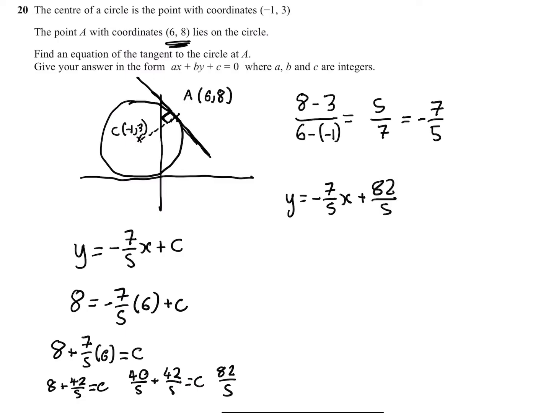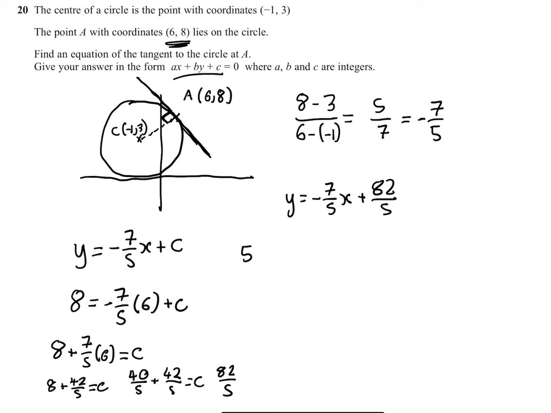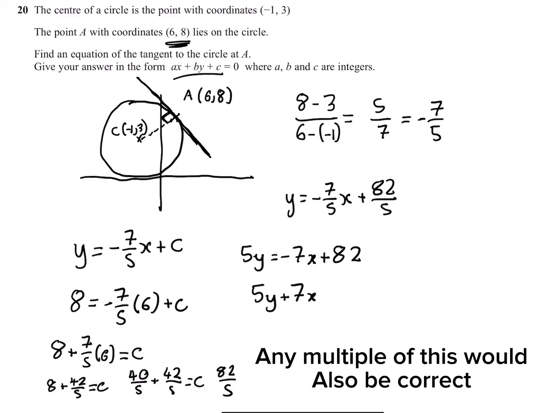However, we're not done yet, as it wants us to give it in a specific form. So we just have to make everything on one side of the equation. We can multiply everything by 5 first. 5y is equal to minus 7x plus 82. Now we can add on 7x to both sides and take away 82. And this is going to be our final answer.